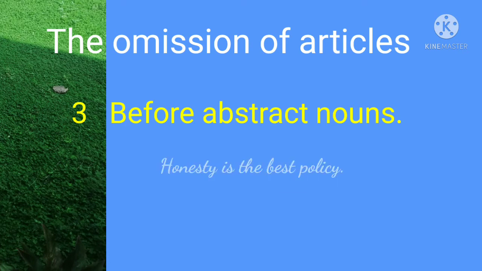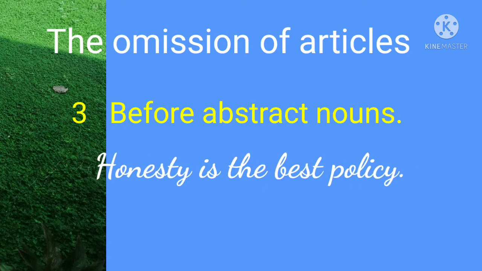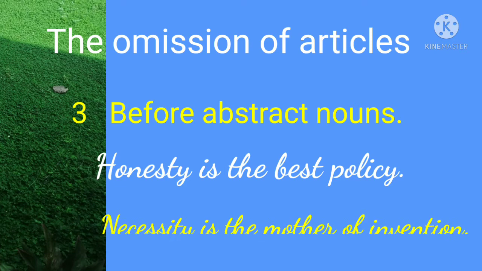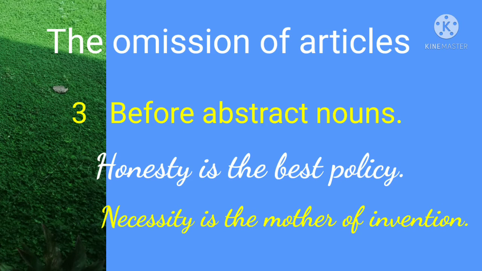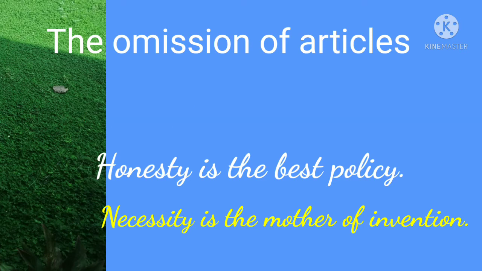For example, honesty is the best policy. Honesty is an abstract noun, so no article is required before that word. Necessity is the mother of invention. Necessity is an abstract noun, therefore no article is necessary before that word.